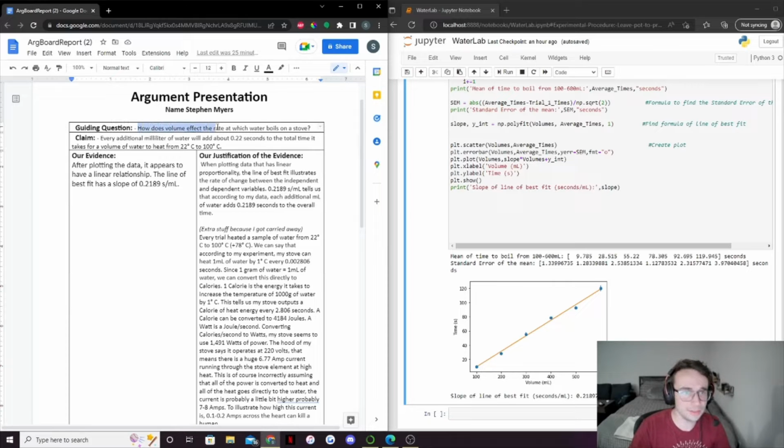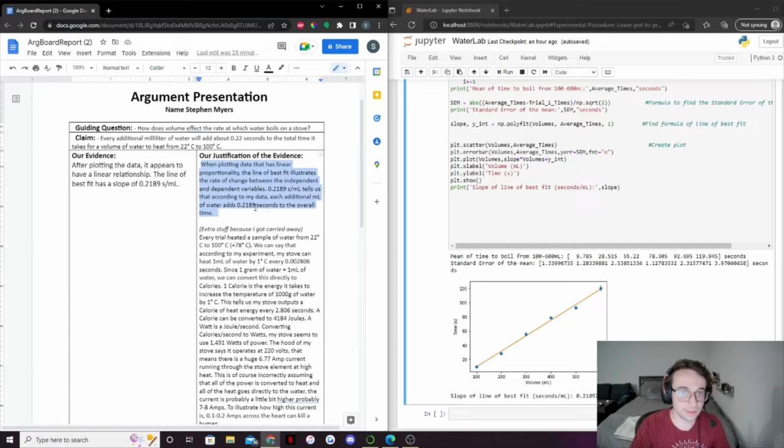Guiding question. How does the volume affect the rate at which water boils on a stove? My claim is that every additional milliliter of water will add about 0.22 seconds to the total time it takes for a volume of water to heat from 22 degrees Celsius to 100 degrees Celsius. The evidence, after plotting the data, it appears to have a linear relationship. The line of best fit has a slope of 0.2189 seconds per milliliter.